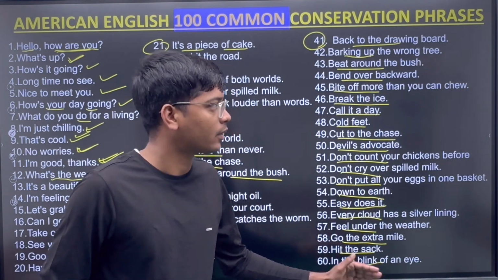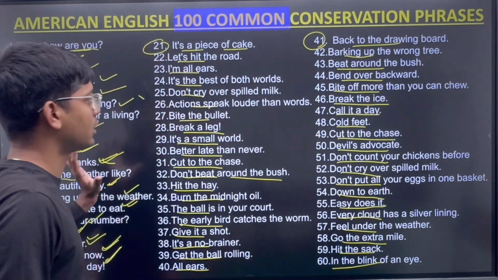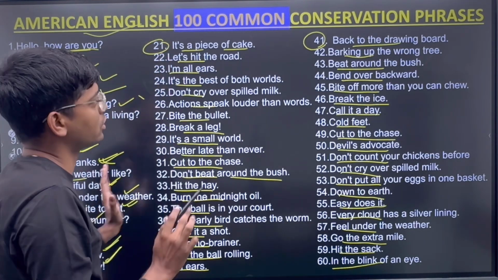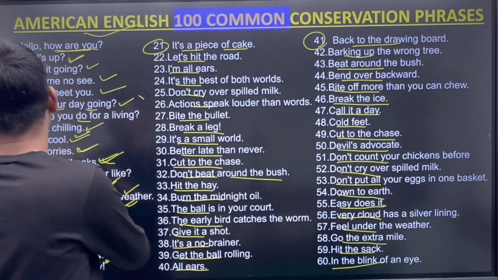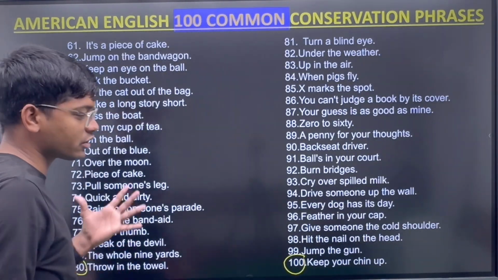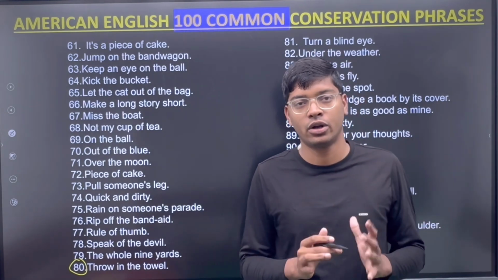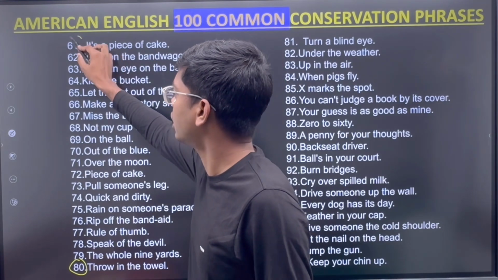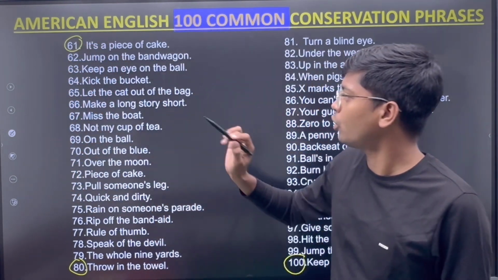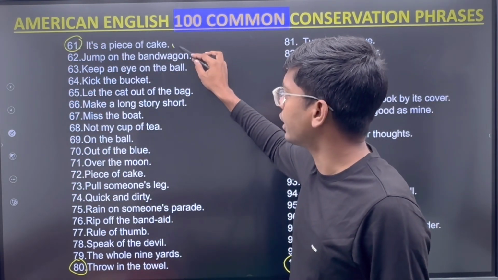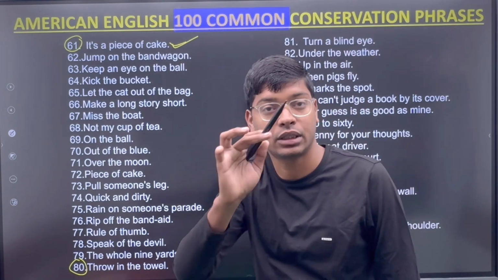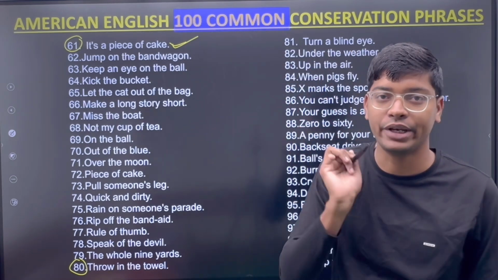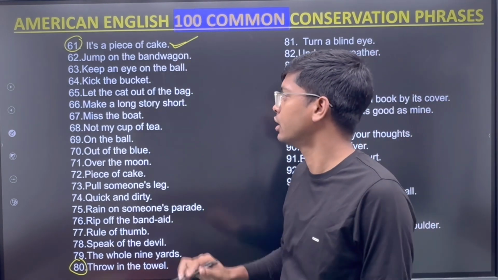Okay, guys? We have done 60 sentence practices here. These are American sentence conjugation pages. So let's do the next sentences. Start with number 61. It's a piece of cake. I told you already, it's a piece of cake means very easy.